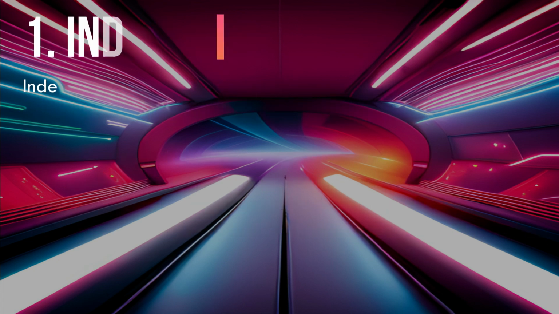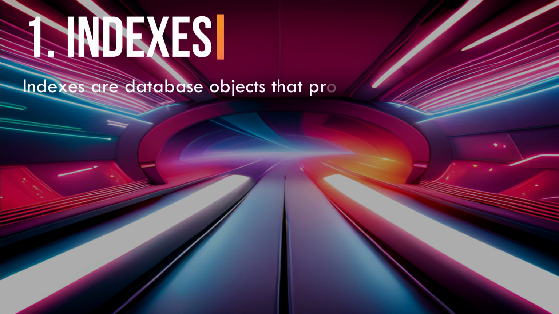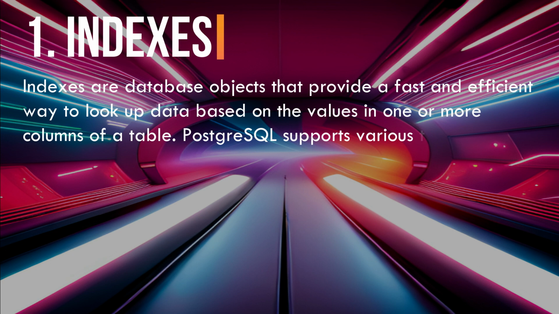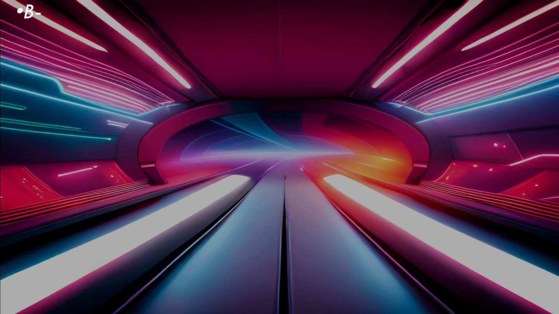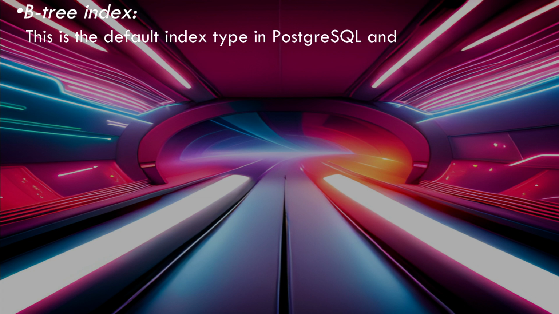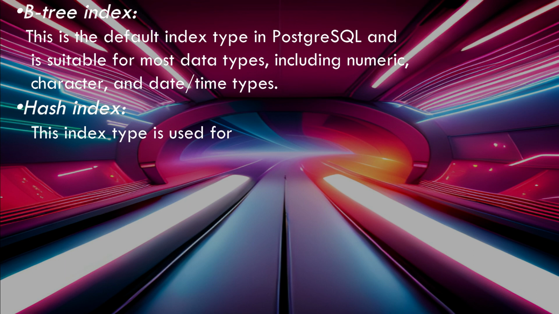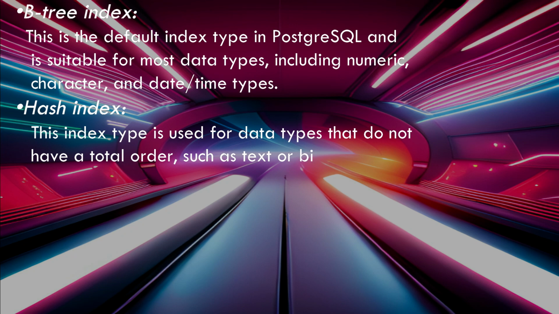1. Indexes. Indexes are database objects that provide a fast and efficient way to look up data based on the values in one or more columns of a table. PostgreSQL supports various types of indexes, including B-tree index. This is the default index type in PostgreSQL and is suitable for most data types, including numeric, character, and date time types. Hash index. This index type is used for data types that do not have a total order, such as text or binary data.